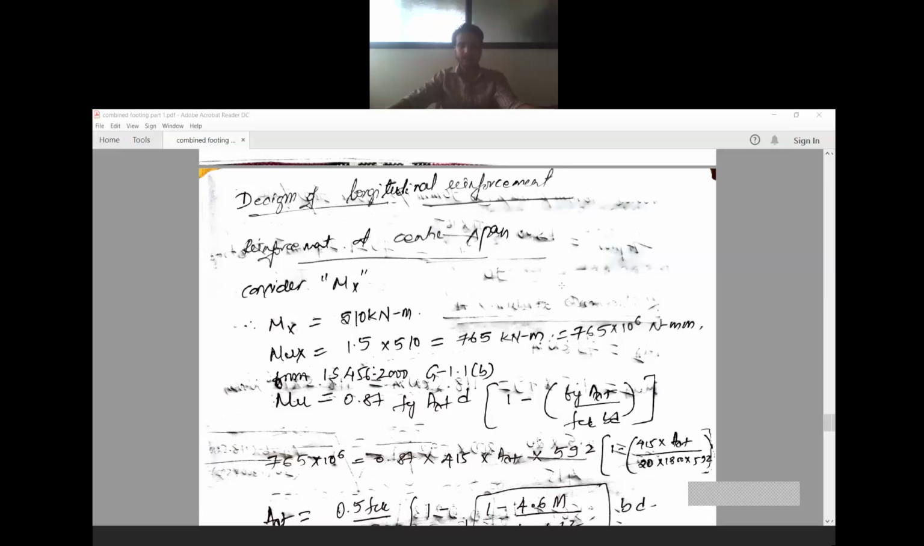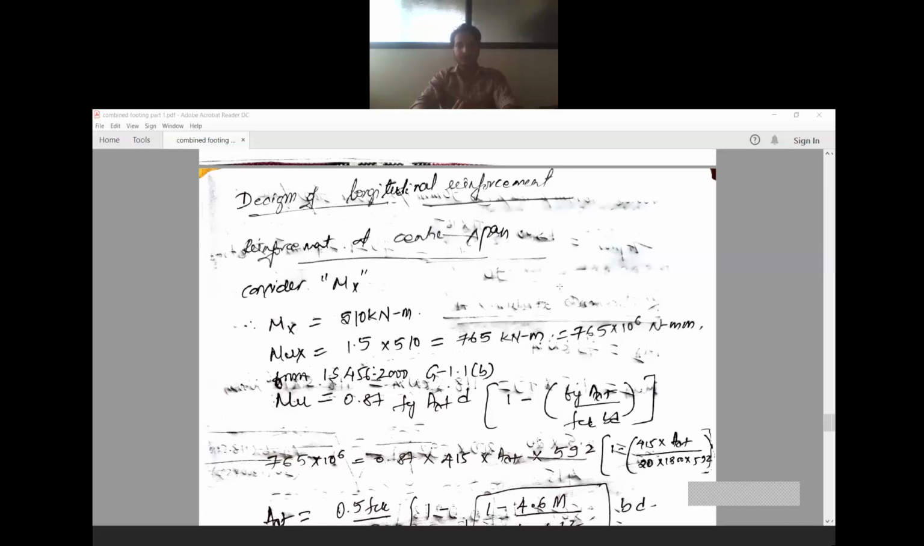Basically, we have two types of reinforcement. One is along the length of the foundation, which is called longitudinal reinforcement, and another one is along the transverse direction, transverse reinforcement. One more important type of reinforcement we will encounter is shear reinforcement. To counteract the shear forces, we have to provide some reinforcement. So these are the basic types of reinforcement required in your foundation.